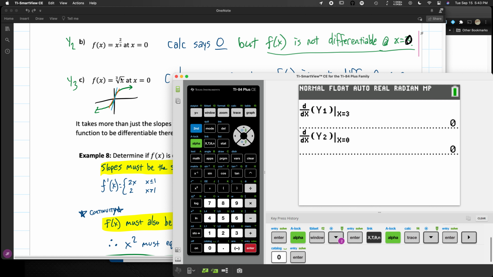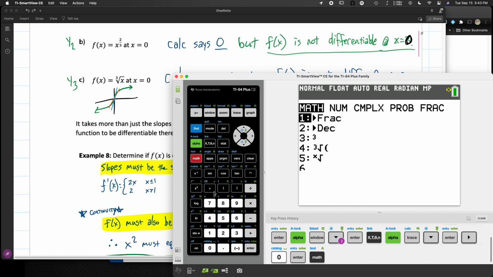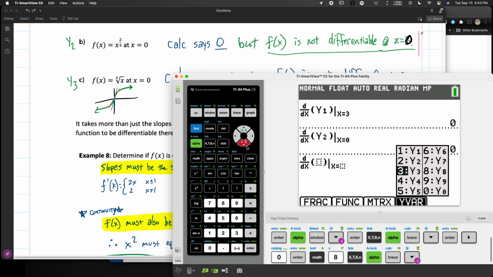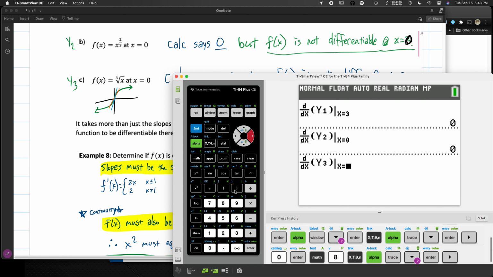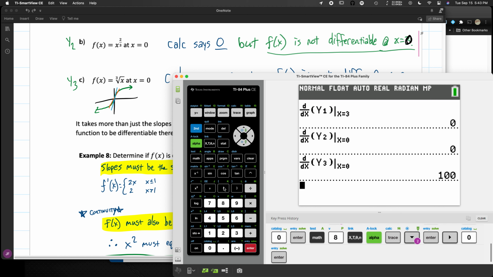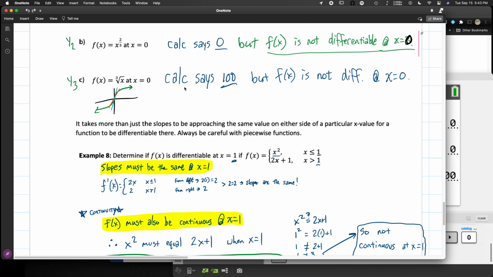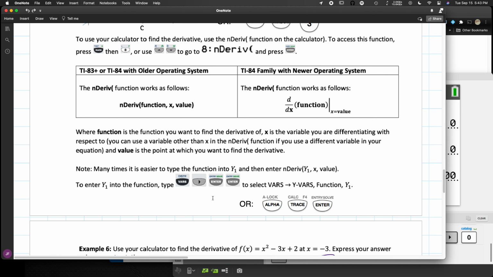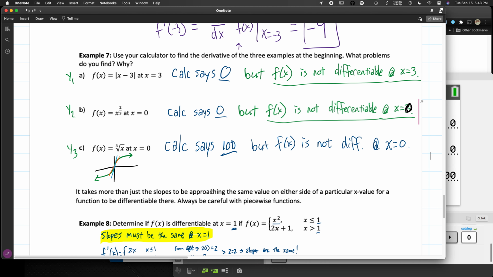We saw that already. Okay, so again, be careful. And then lastly, for the cube root function, if we derive with respect to x of y3 when x equals 0, now it tells us 100, and again, that's because of that vertical tangent line, and we talked about how the slope as it approaches from both sides is approaching infinity, and that our calculator uses this symmetric definition of derivative, and again doesn't always get it right at these special places. So keep your eyes out for that.